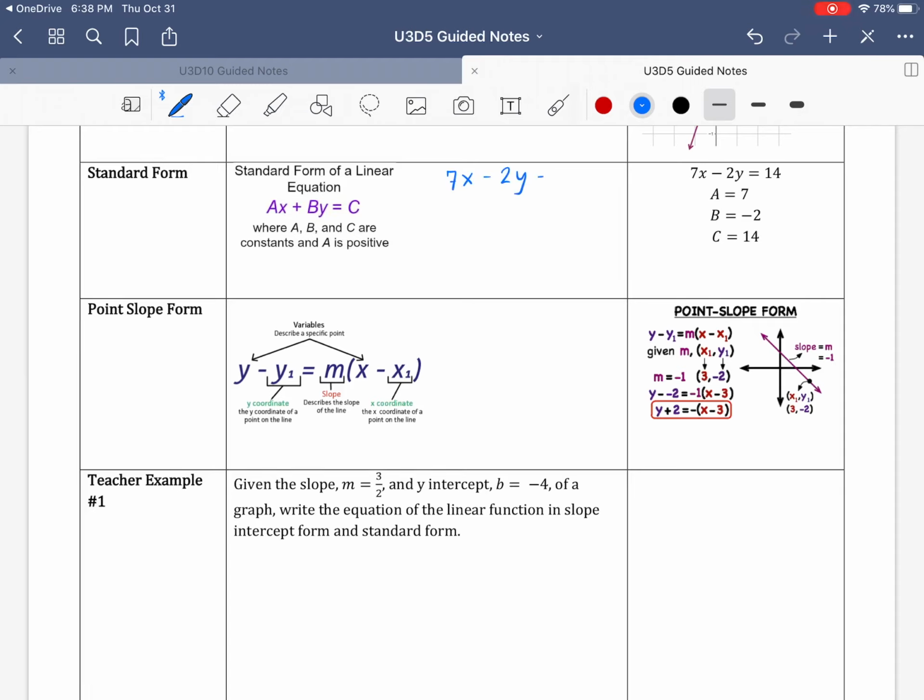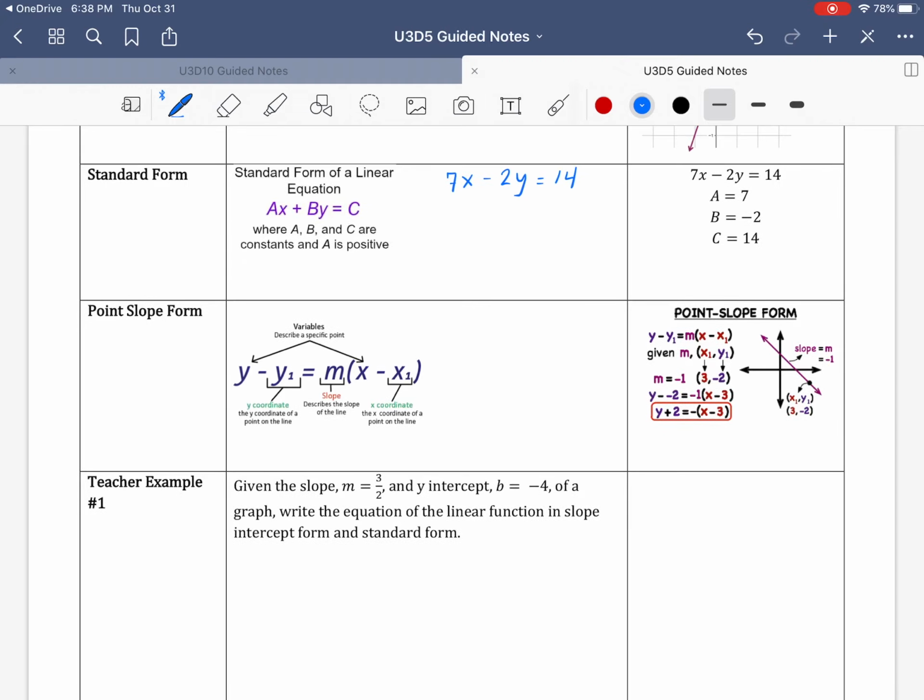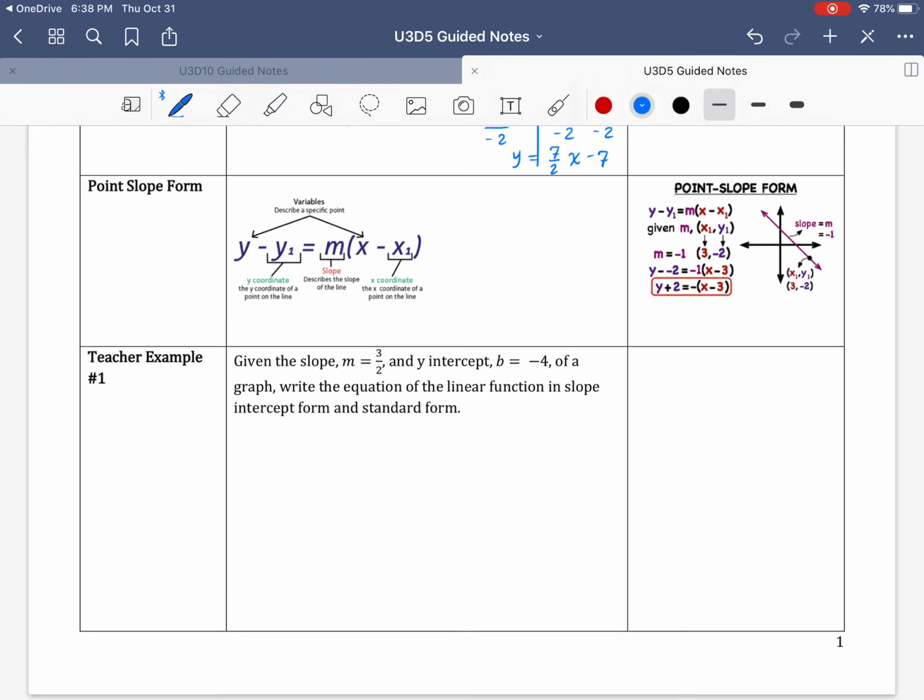7x minus 2y equals 14. Now the first thing that we need to do is subtract 7x on both sides, and get negative 2y equals negative 7x plus 14. And then we have to divide everything by negative 2. We're left with y equals 7 over 2 x minus 7. Now we have our equation in slope-intercept form.